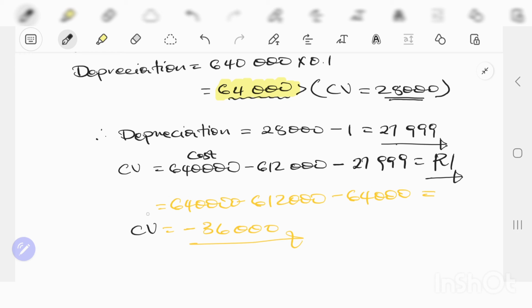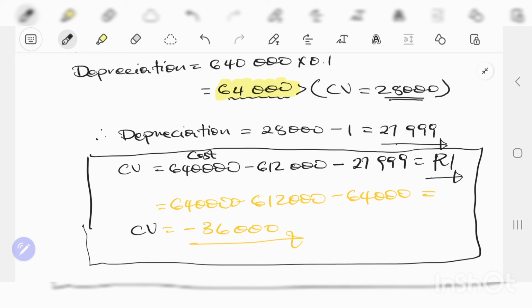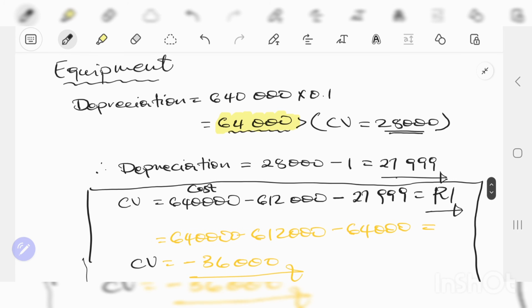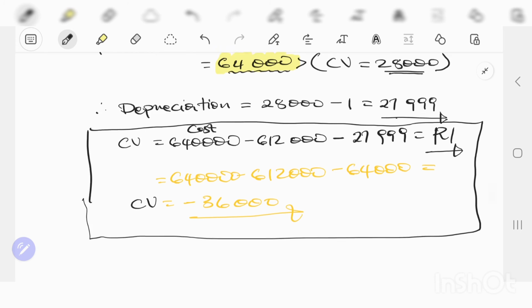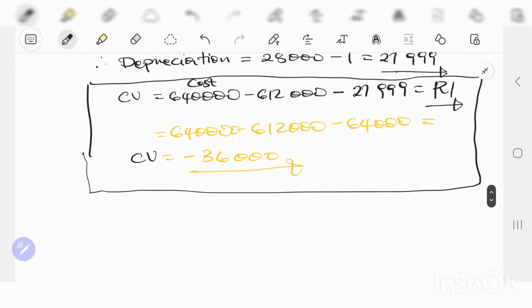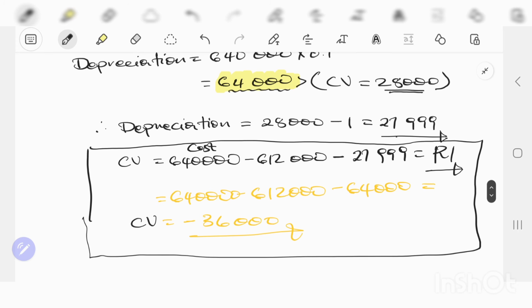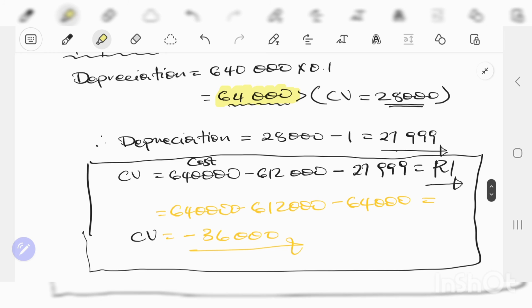So to avoid this scenario of having a negative carrying value, we should always make sure that the depreciation for the year does not exceed the carrying value of the asset. And I hope you understood the principle here. This was a very nice but tricky question if you don't know your theory. So I hope you understood. So the depreciation for the old asset is how much? It is 27,999.